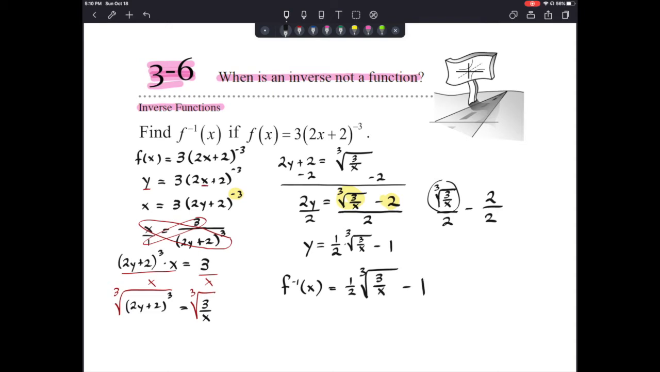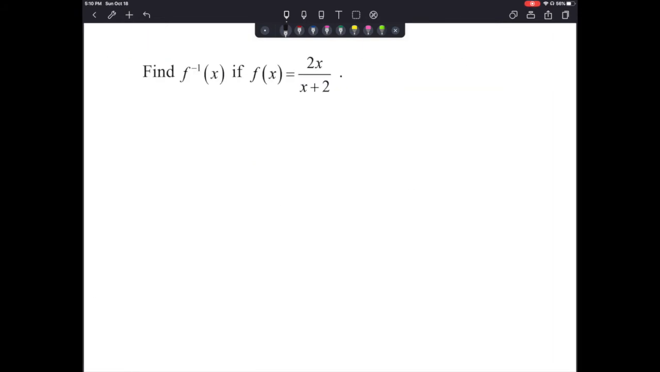Now, are there some other variations or ways you could write it? I'm sure that there are, but we're going to go with this one for right now. If you have a question about yours, if you did it differently, just reach out to me and ask, and we can figure it out. Let's look at the next part.